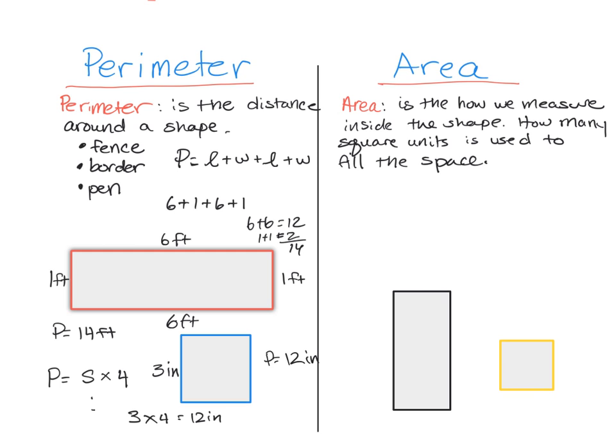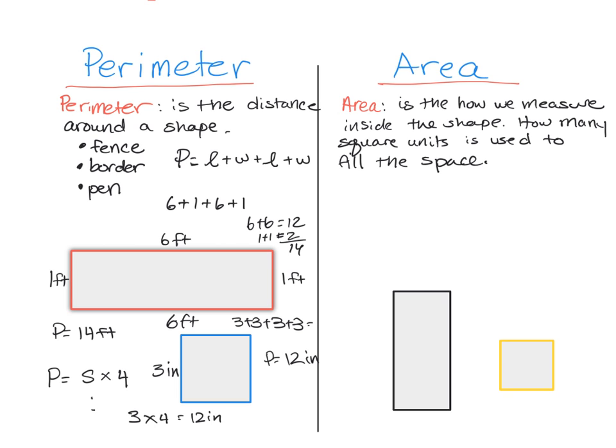Now, if I had done length plus width plus length plus width, I would just be doing 3 plus 3 plus 3 plus 3. I'm going to get the same answer, it just makes it a little harder. So doing the side times 4 makes it just a little bit easier.